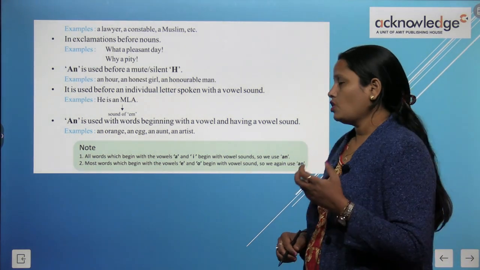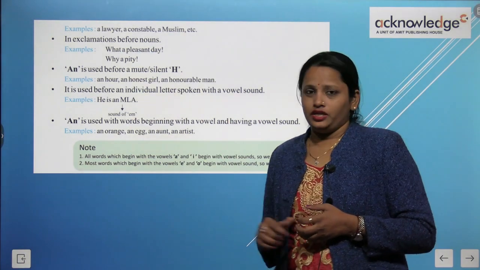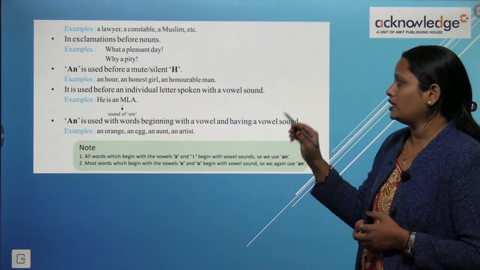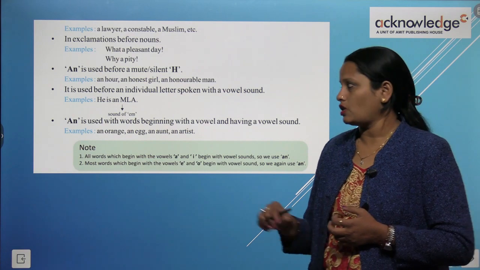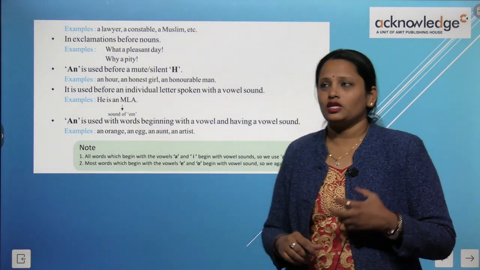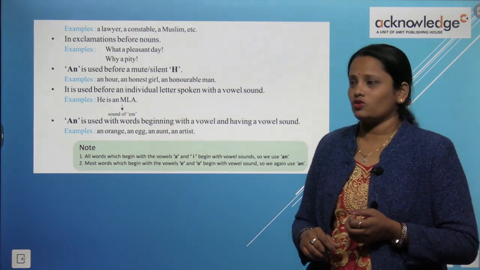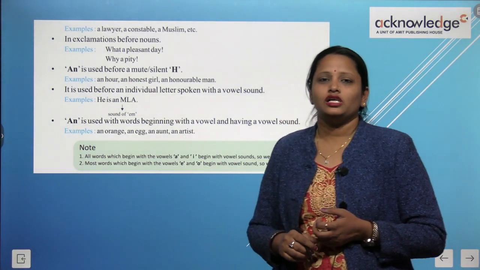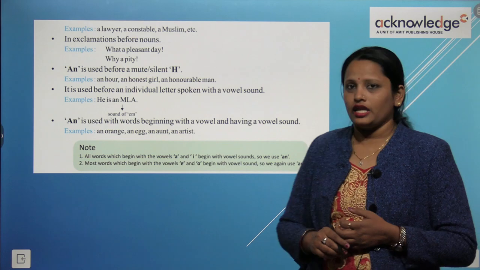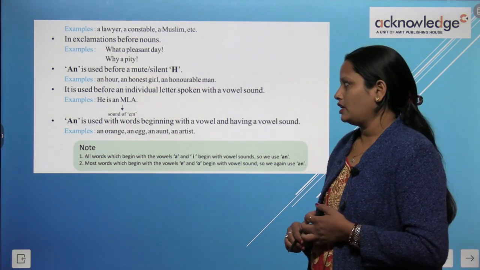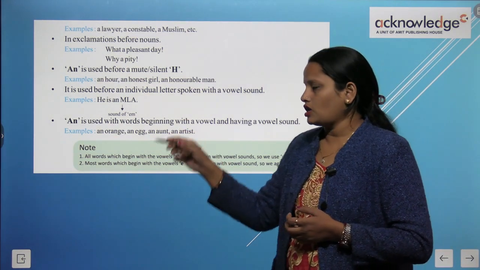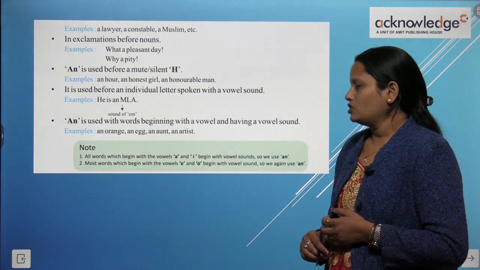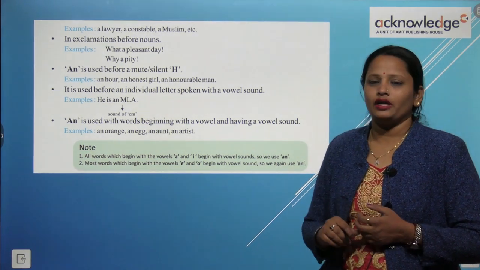Now, an is used before an individual letter spoken with a vowel sound. So इसे हम किसी एक individual letter के साथ use करते हैं जिसे हम vowel sound के साथ बोलते हैं. For example, he is an MLA. M का sound आ रहा है. So sound of M is coming here. So that's why हम यहाँ पे an लगाया.